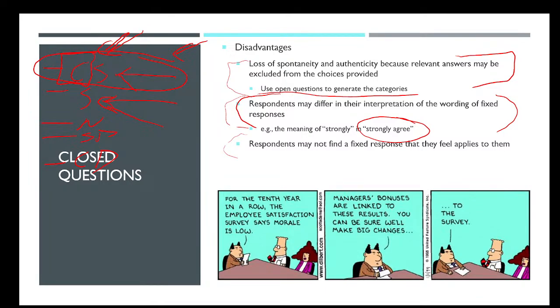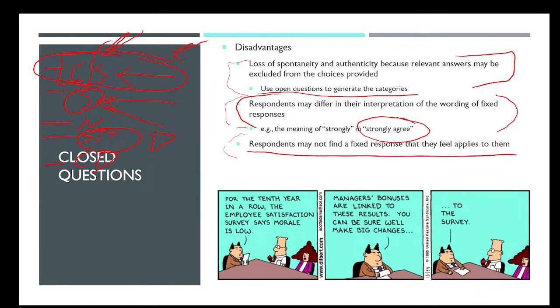You'd have to really feel passionate about it for it to be strongly, and most people are going to go with the less extreme option, like disagree or dissatisfied or satisfied, agree or disagree, rather than the strongly ones because of the way that they interpret it. So that can skew your data as well.